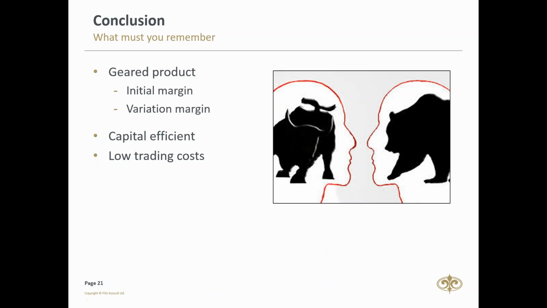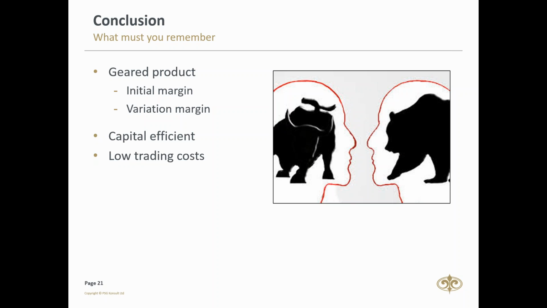In conclusion, we know a CFD is a geared product. What are the characteristics of a geared product? You have to put up initial margin to trade it, so your collateral, and variation margin. Variation margin is the daily realization of P&L, the increasing and decreasing of your portfolio.